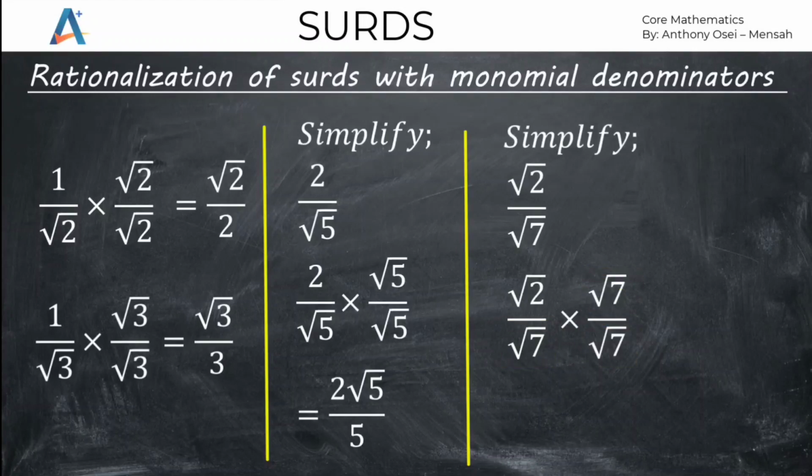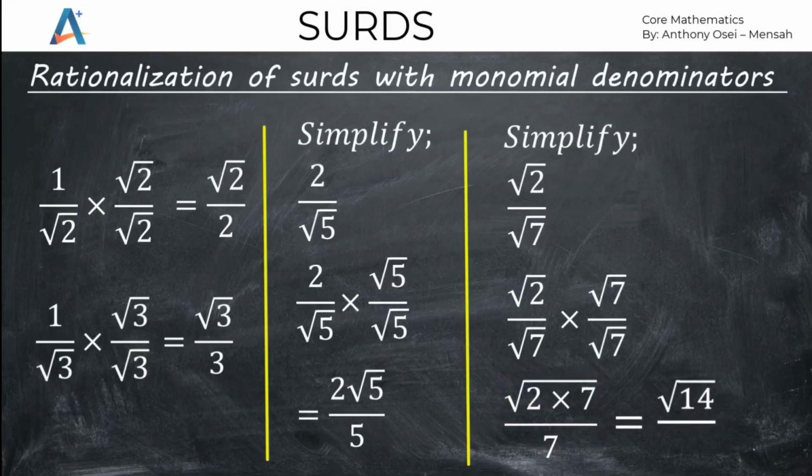Now simplify what you have done. Root 2 times root 7 should give us root 14, that is 2 times 7. Now we have root 7 times root 7, which should give us 7. Now we continue. Root 2 times 7 is 14. That is root 14 all over 7.